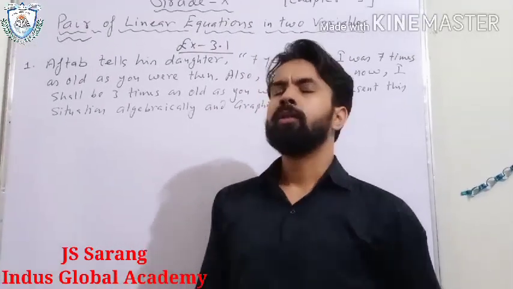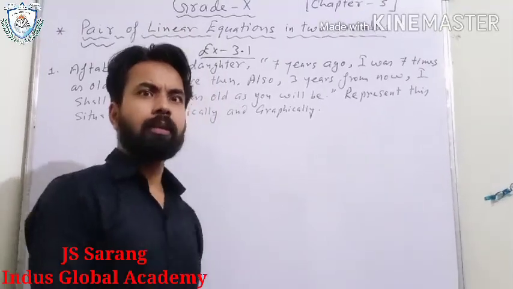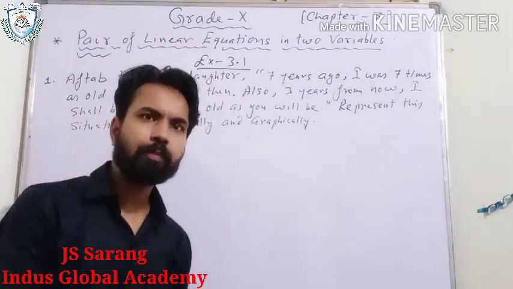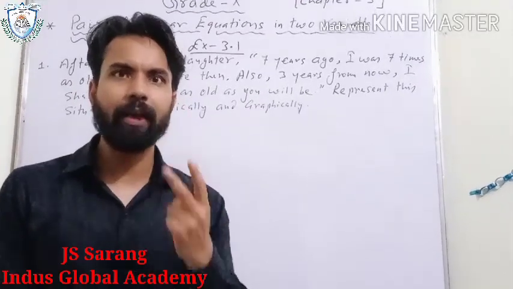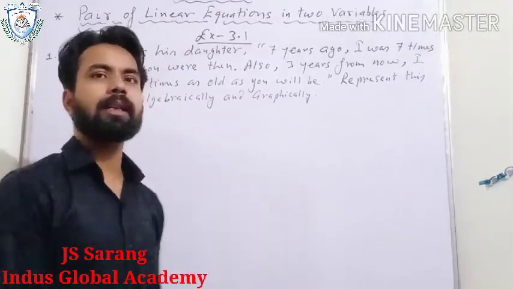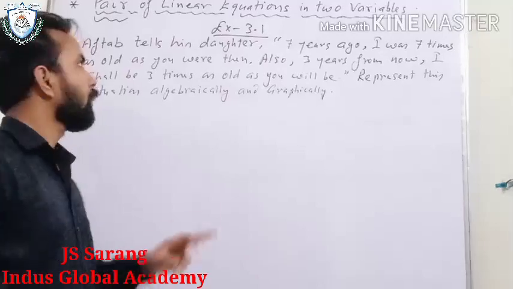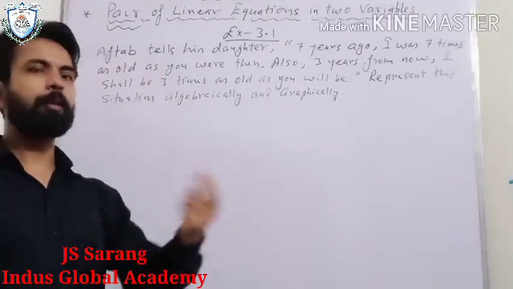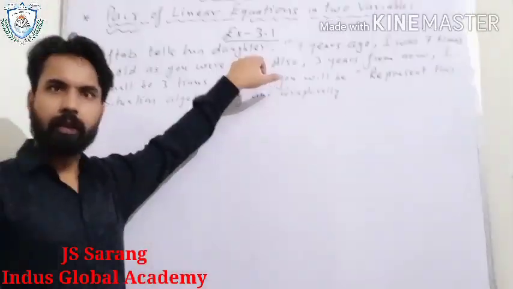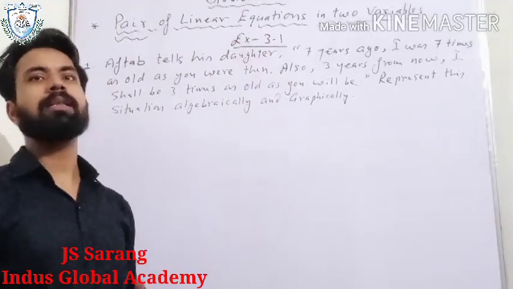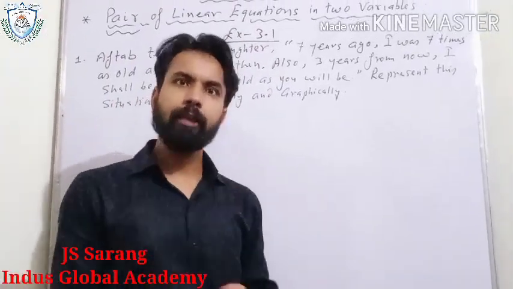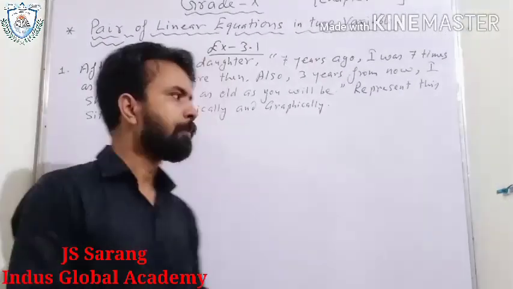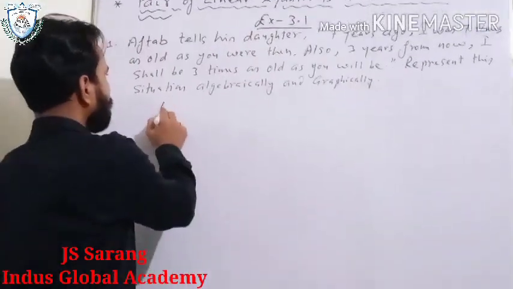Clear? So this chapter is named pair of linear equations in how many variables? 2 variables. So here we are discussing 2 persons. One is Aftab, another person is his daughter. Understood? So we have to consider the ages of Aftab and daughter in 2 variables. Understood?